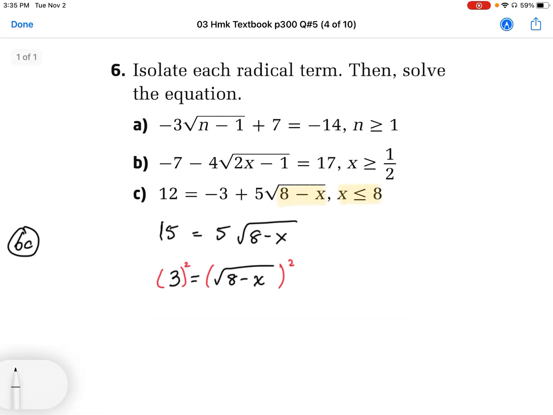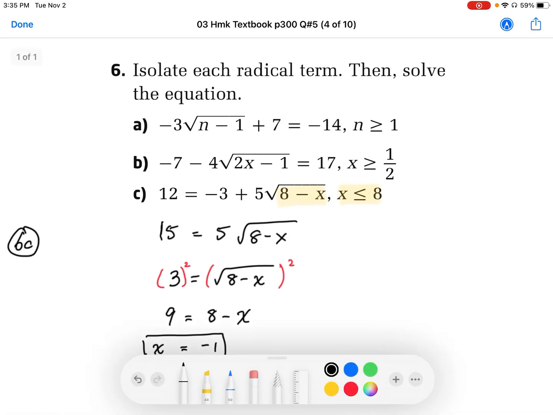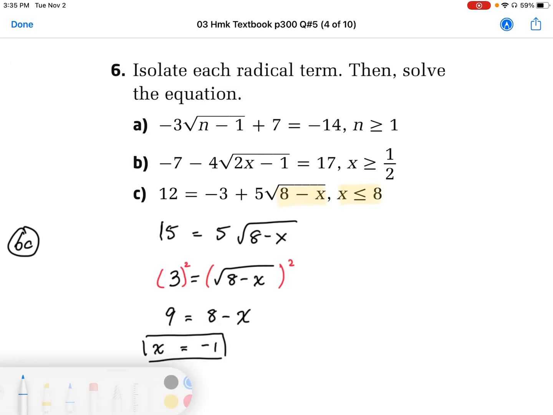Okay, so we're just going to solve this normally then. So we're going to end up with 9 is equal to 8 minus x. We're going to add x to both sides, and we're going to subtract 9 from both sides, and we get the solution x equals negative 1. Now, because of that squaring, possibly introducing an extraneous solution, we're going to have to check this solution.